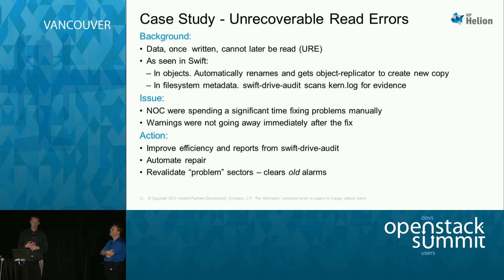First of all, we see object UREs, which Swift will fix for us using the replicator, the updater, the auditor and whatnot. But more important to an operator, there's also file system UREs. There is a tool in Swift called Swift Drive Audit, which will scan the kernel log, find these UREs and inform the operator. But the operator themselves need to manually fix them.